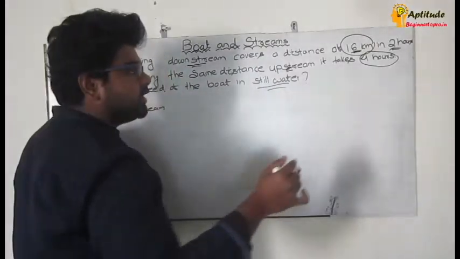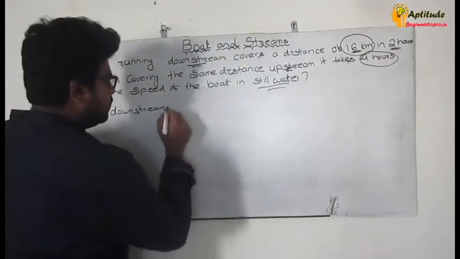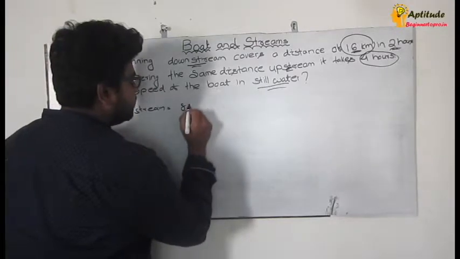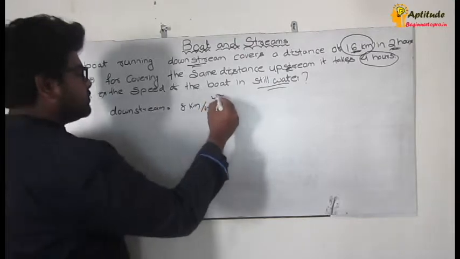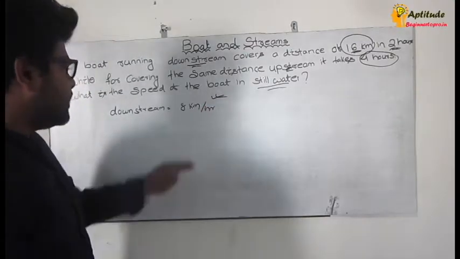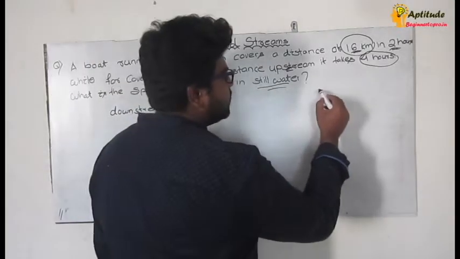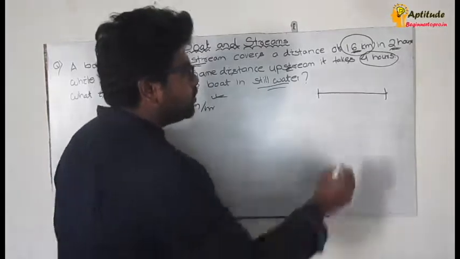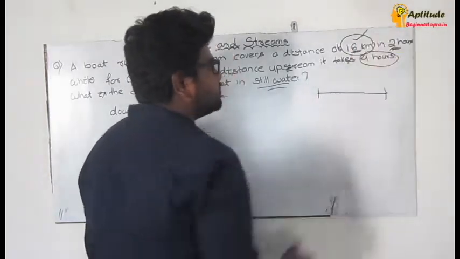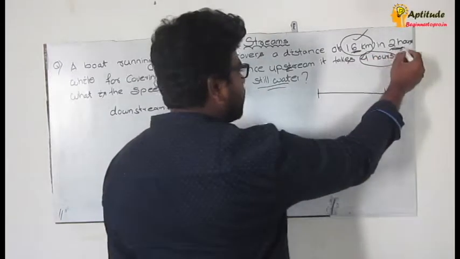It goes 16 kilometers in 2 hours. So in 1 hour it will go 8 kilometers per hour. So we have the downstream speed, that is 8 kilometers per hour. It goes at a rate of 16 kilometers per hour. So we have the speed 8 kilometers per hour in 2 hours.